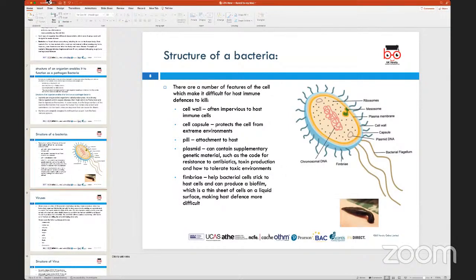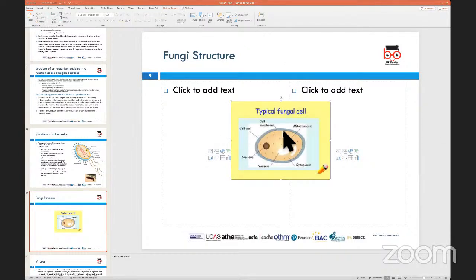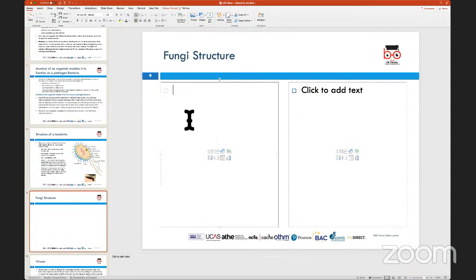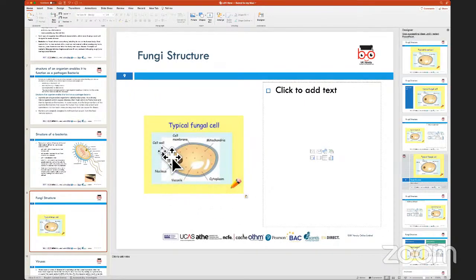So let me put in a slide for fungi structure. I'll bring just one up right now, for the purposes of understanding what a fungus is and what a typical fungal cell is like. This would be an example of a typical fungal cell. It will have an outer membrane and a cell wall.